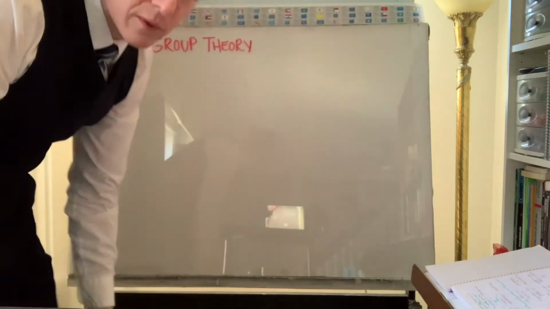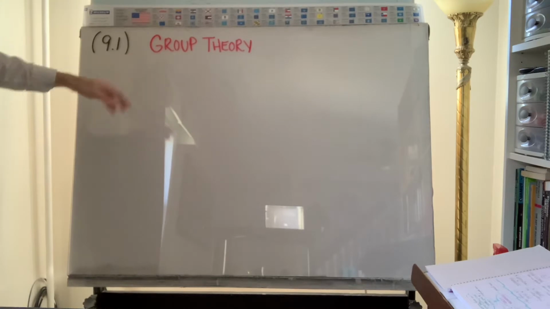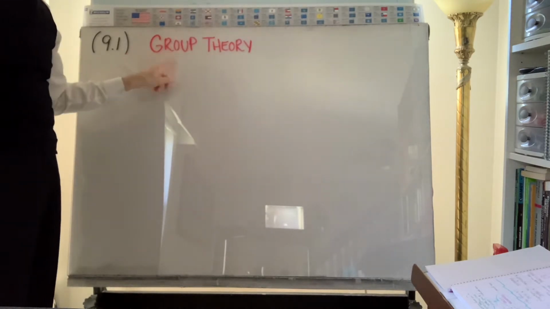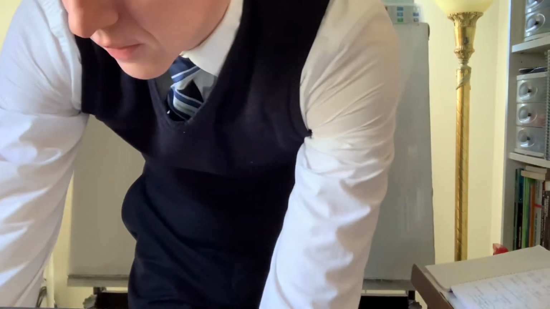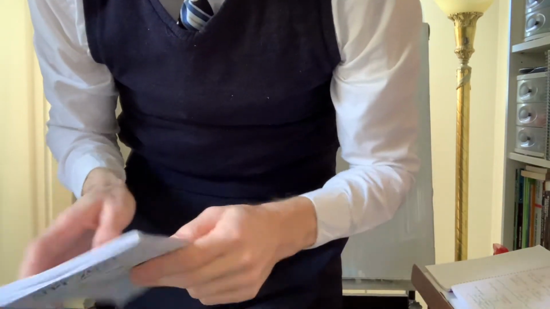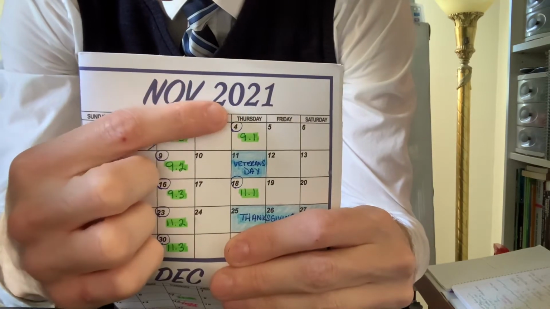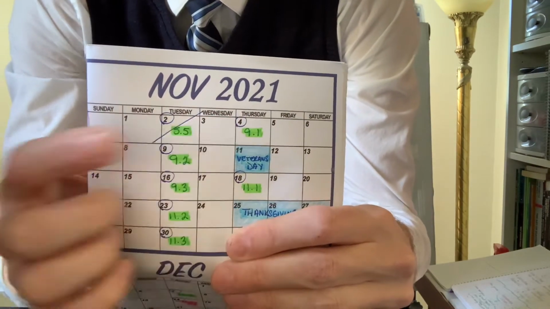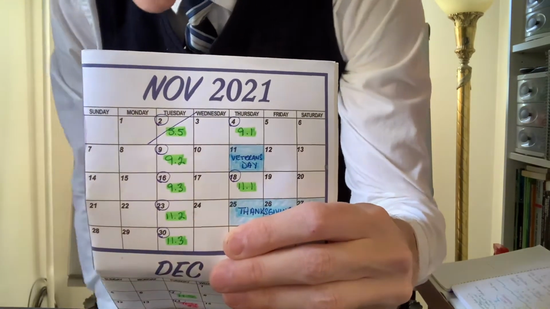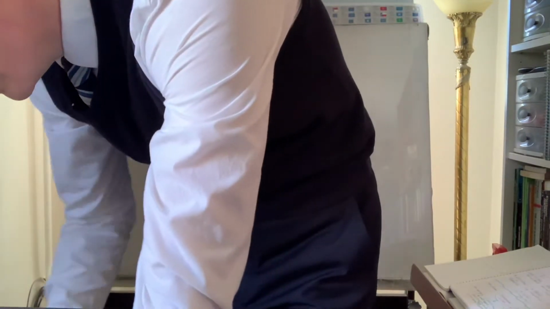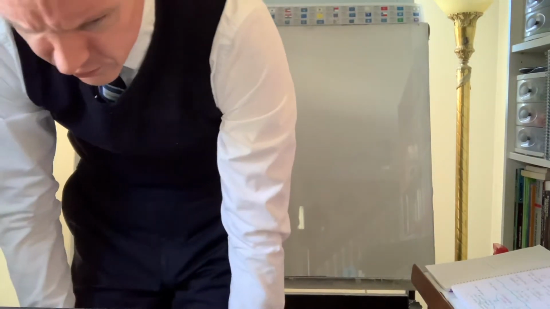Again, folks, in 113. Today we're going to be covering section 9.1, which is the beginning of group theory. Okay, if you look at the calendar, today is Thursday, November 4th, so we're covering 9.1. Next week, just bear in mind, we have Veterans Day. So we'll be working in chapter 9 for a couple of weeks.